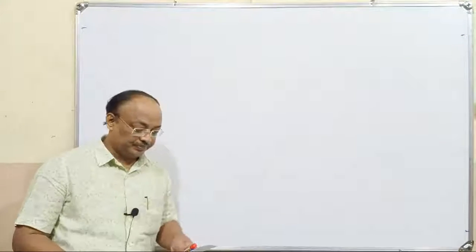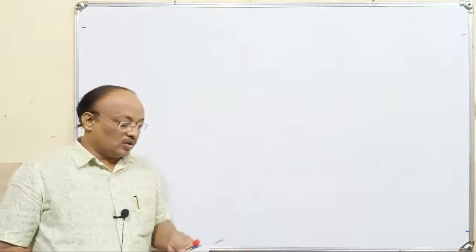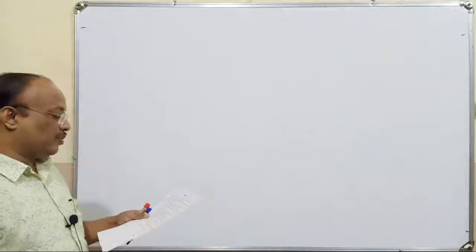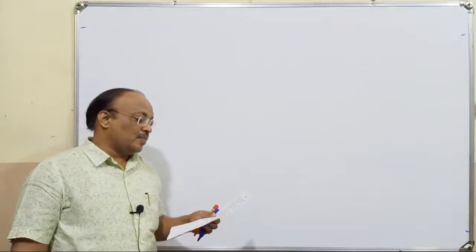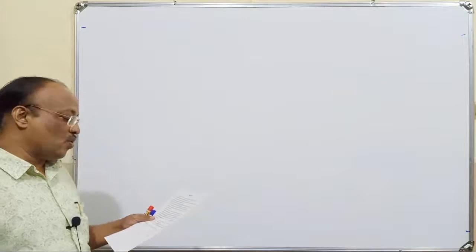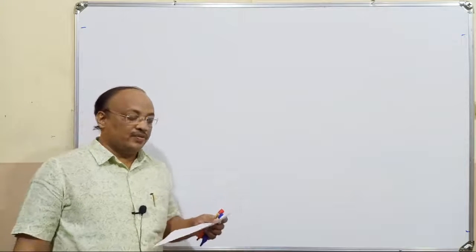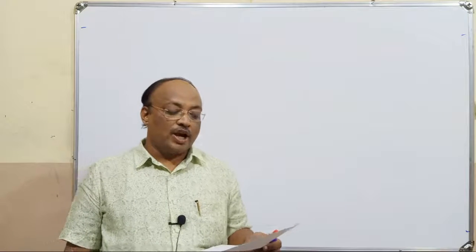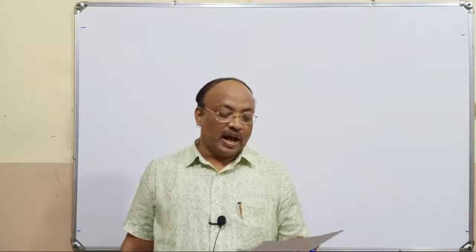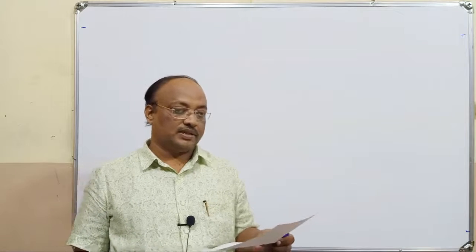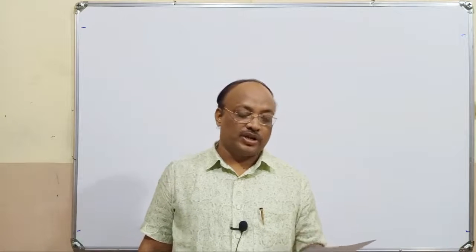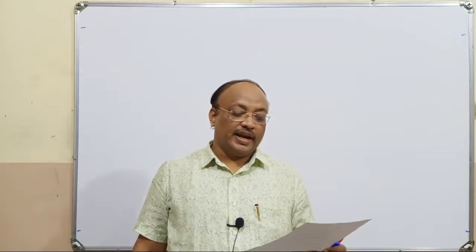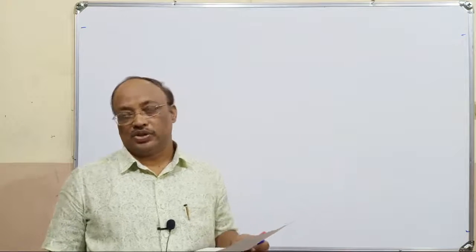Now we move to the next question. Two charges, 3 into 10 to the power of minus 8 and minus 2 into 10 to the power of minus 8 coulomb, are located 15 centimeter apart. At what point on the line joining the two charges is the electric potential 0? Take the potential at infinity to be 0.